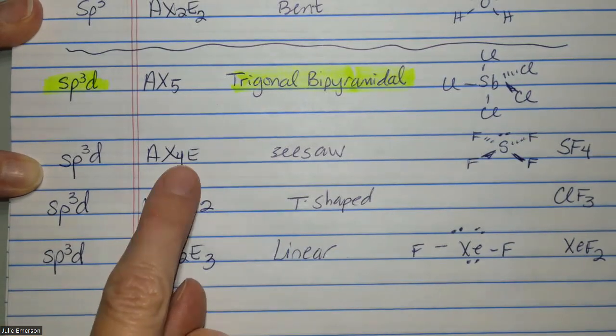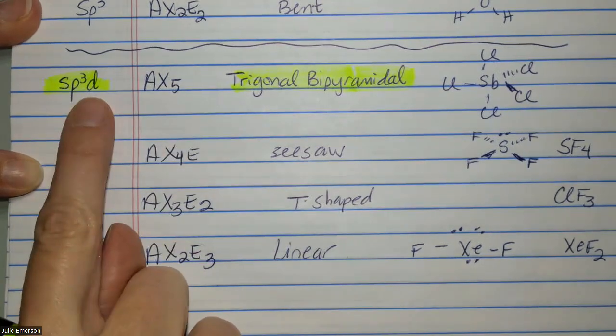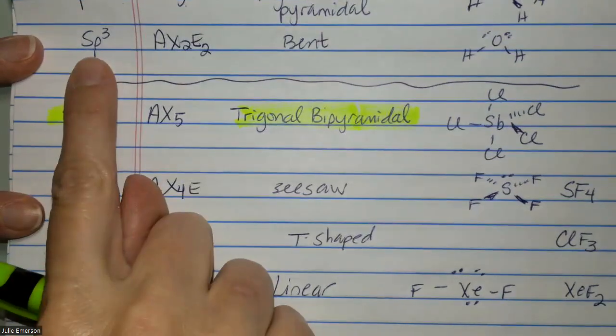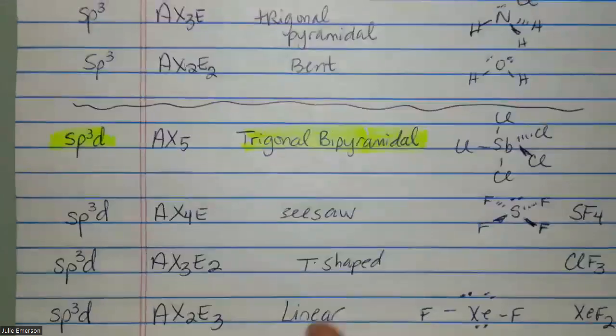So if you have 5 total electron groups around the center element, you need 5 total orbital spaces, right? If you only need 4, you only need 4. So I wish my teacher had taught it to me that way. Would have been so much easier.